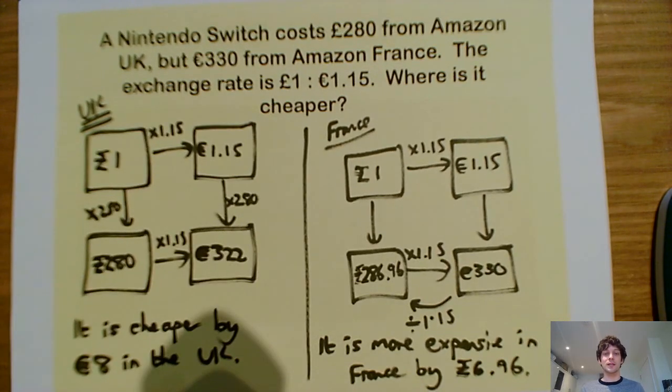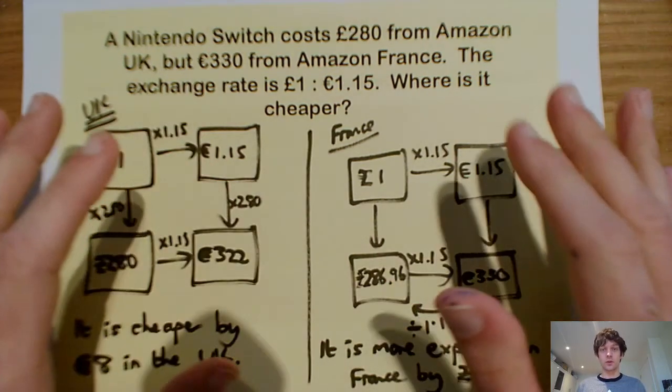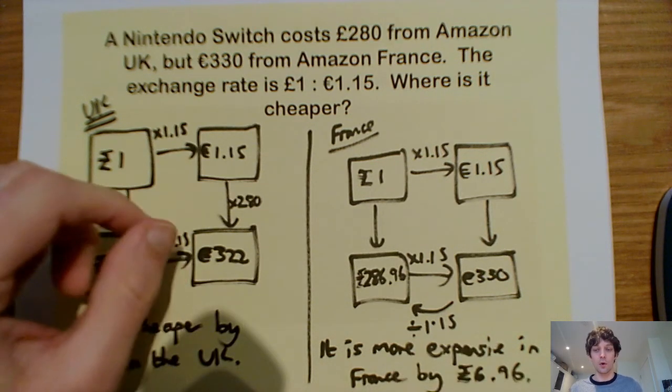We'd always be expected in these questions to write down our final statement. So where is it cheaper? It's not enough just to do the working out. We have to write that sentence at the end. It is cheaper, or it is more expensive, or this place is better value for money, to make sure it's clear in our answer. And if we can justify it by giving the amounts it's cheaper by, all the better.